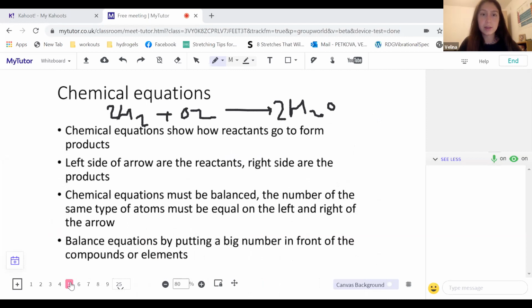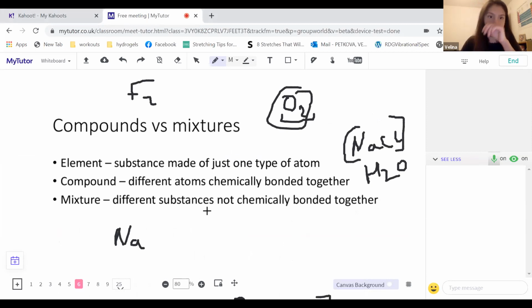Okay, so let's move on to the next bit. So compounds are different atoms chemically bonded together, like these ones. This is a covalent compound. This is an ionic compound. Covalent compounds have covalent bonds, obviously, and ionic compounds have ionic bonds, which hopefully some of you have covered at school, but we won't be covering that. So a mixture is different substances that are not chemically bonded together. This is the key bit to note here.